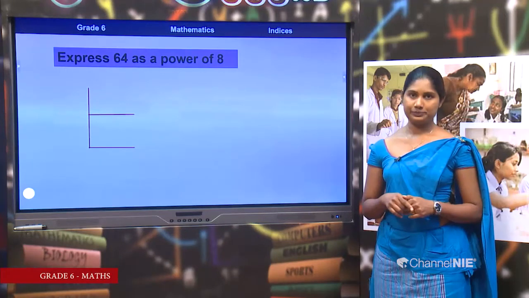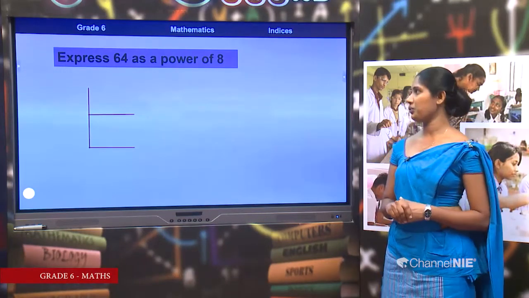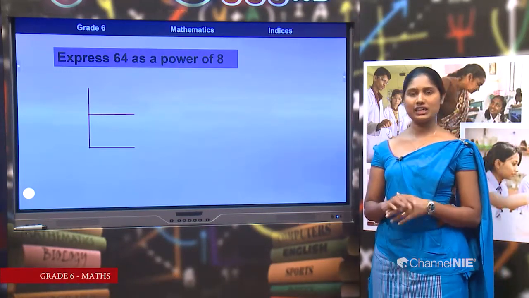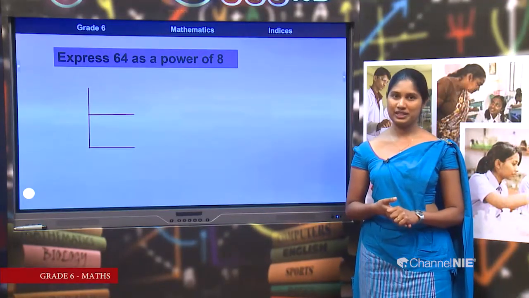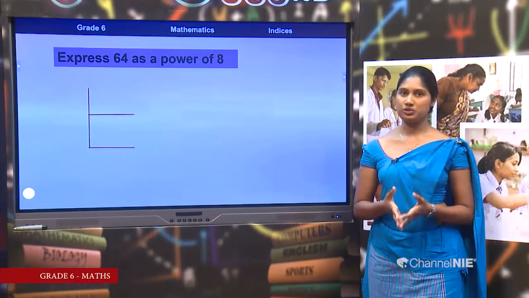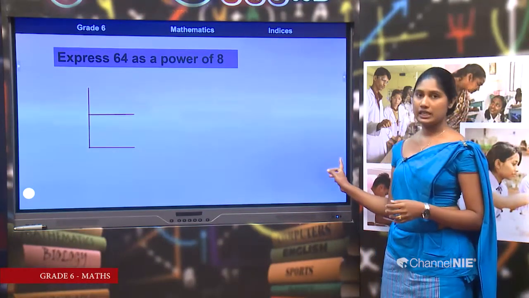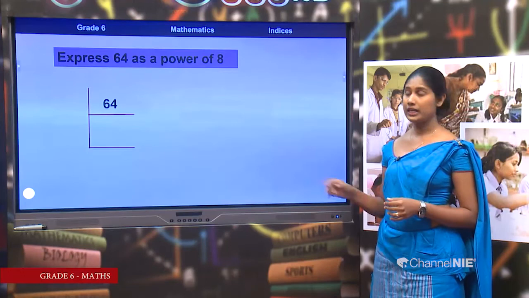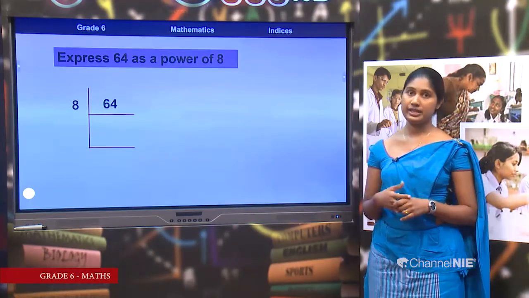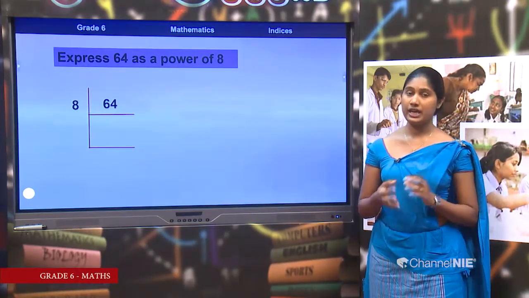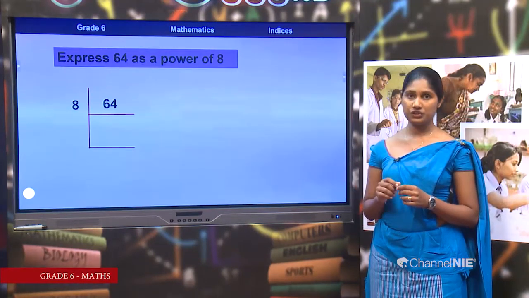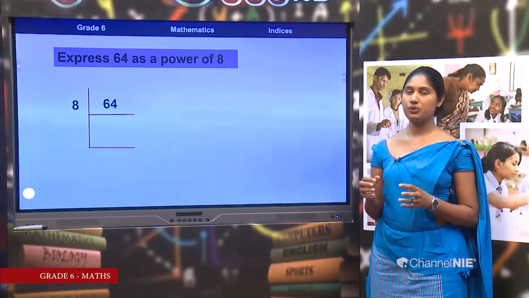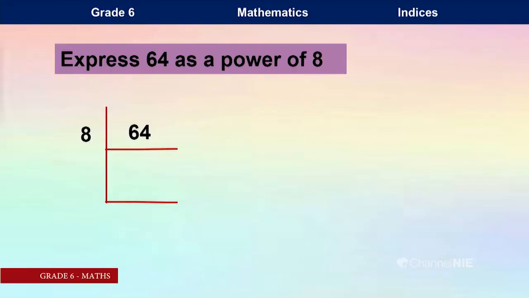The next one, express 64 as a power of 8. Here what you have to do? Okay, tell me your answers with me. What you have to do? First you should divide 64 by 8 because we have to write the answer by using 8. 8 is the base. We use 8 to divide this number, this 64.